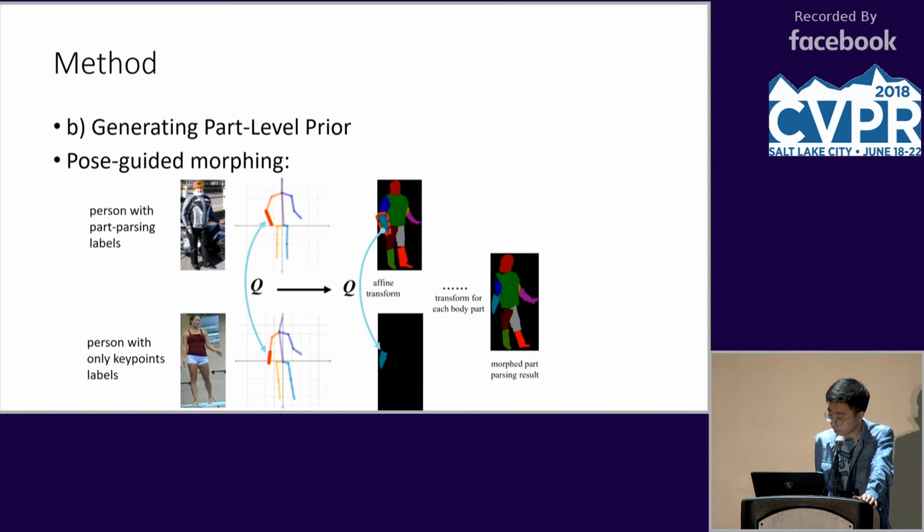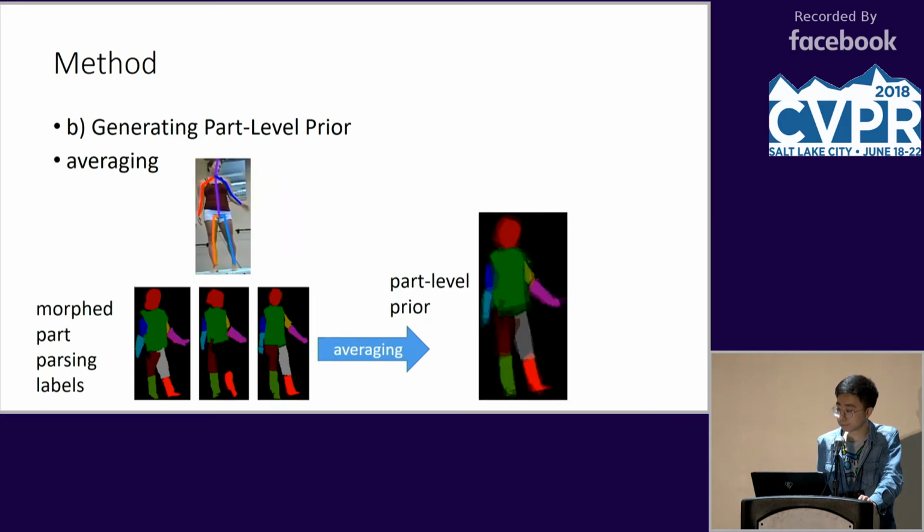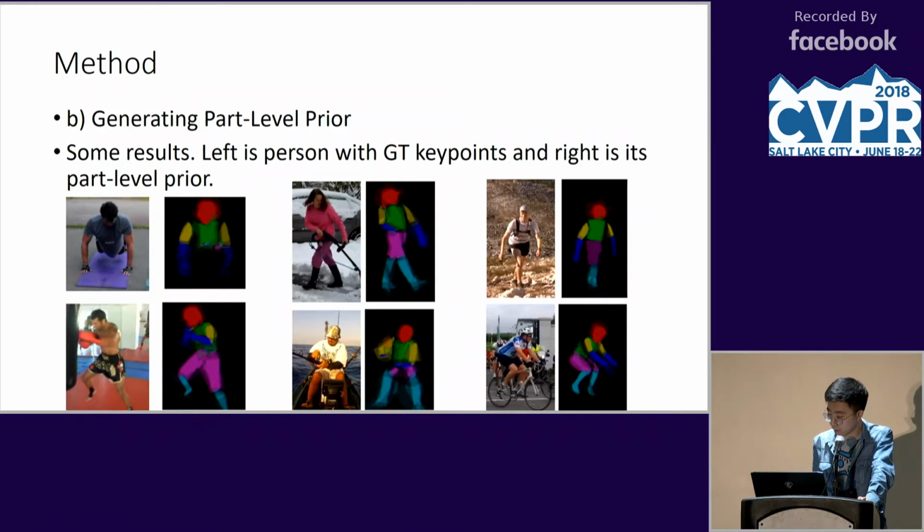Based on human key points, we calculate the affine transformation matrix Q of each body part between two persons and use it to get the morphed part parsing labels for the unlabeled person. Here we show an example. After affine transformation, the morphed part parsing labels fit the unlabeled person better. Then we average these morphed results to get a part level prior. Here we show more results of our part level prior. It can be regarded as the possibilities of whether a pixel belongs to a specific body part.